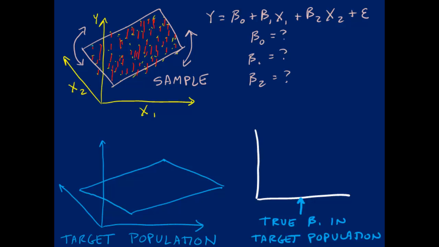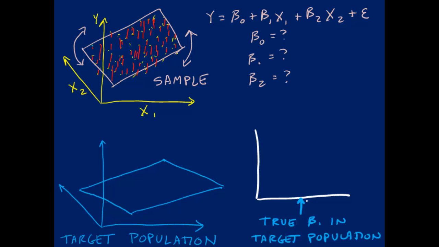So, for example, down here, the true beta 1 in the target population is right where this arrow is, and we care about beta 1 because this is the parameter for our exposure variable. We care about the association between this exposure variable, our cause variable, and our effect variable, which is the y variable. And that's what this beta 1 is going to give us. So this is the one we really care about the most, and what we want to know is the beta 1 here in the target population.